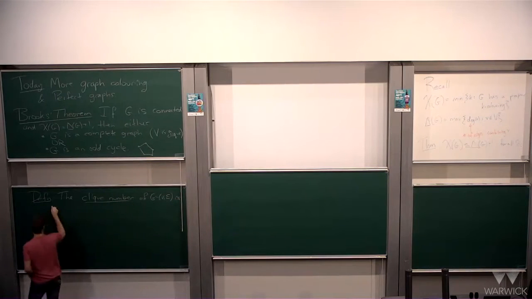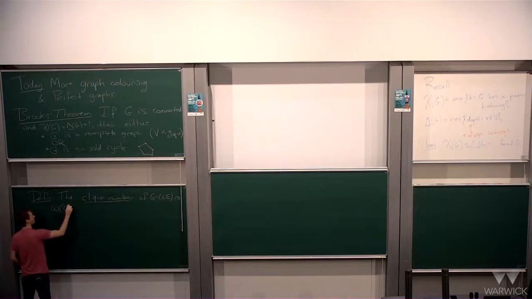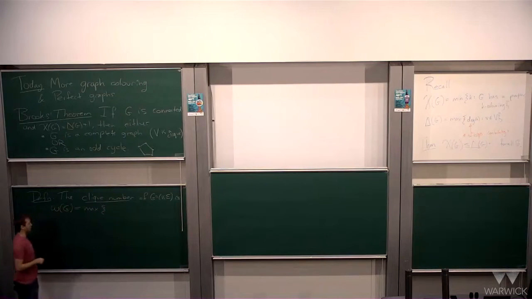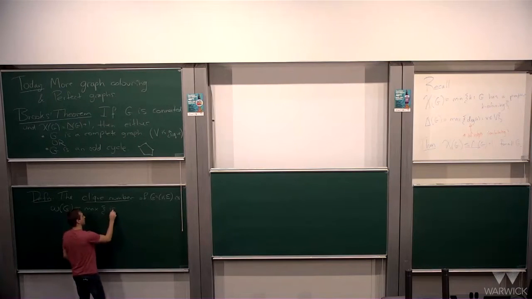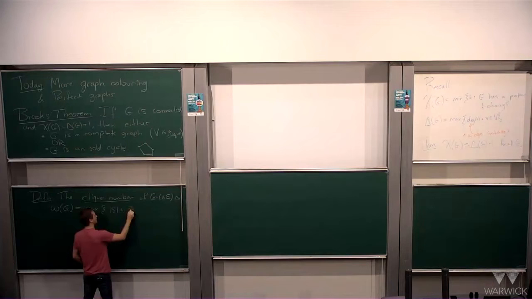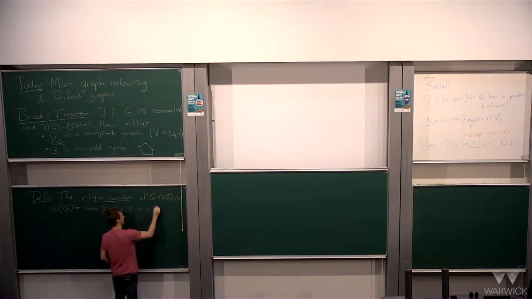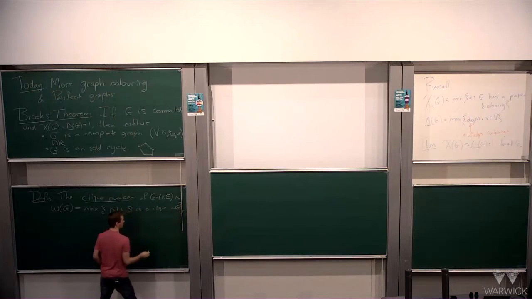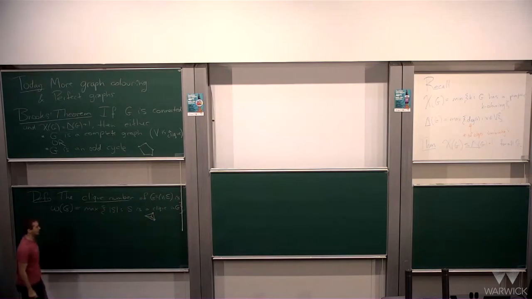So it's denoted by omega of G, little omega of G. This is a concept we've seen before. What is the biggest clique in the graph? It's the maximum cardinality of S such that S is a clique in G. Remember, a clique is a set of vertices which are all pairwise adjacent.